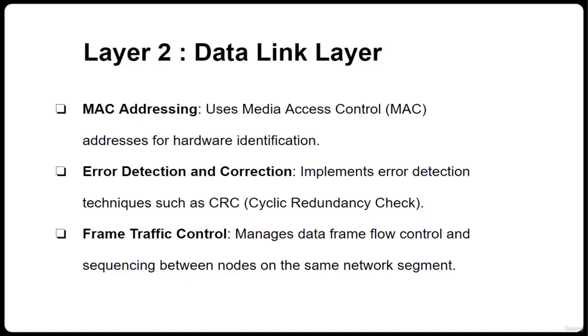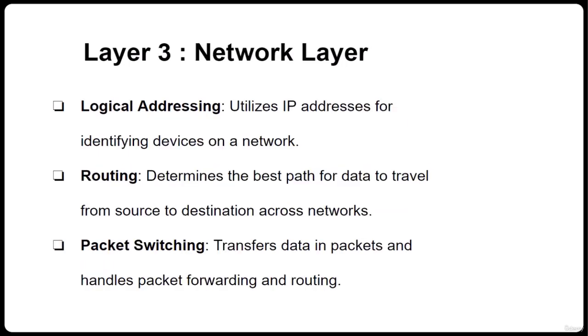We also have the ability at the data link layer to practice frame traffic control, which can manage the speed of the data frames that are being transmitted and received within nodes or devices on the same network segment. So just remember, with OSI Layer 2, the data link layer, we are sending and receiving data with our switches using the MAC address as the identifier. Next, we have OSI Layer 3, which is the network layer.